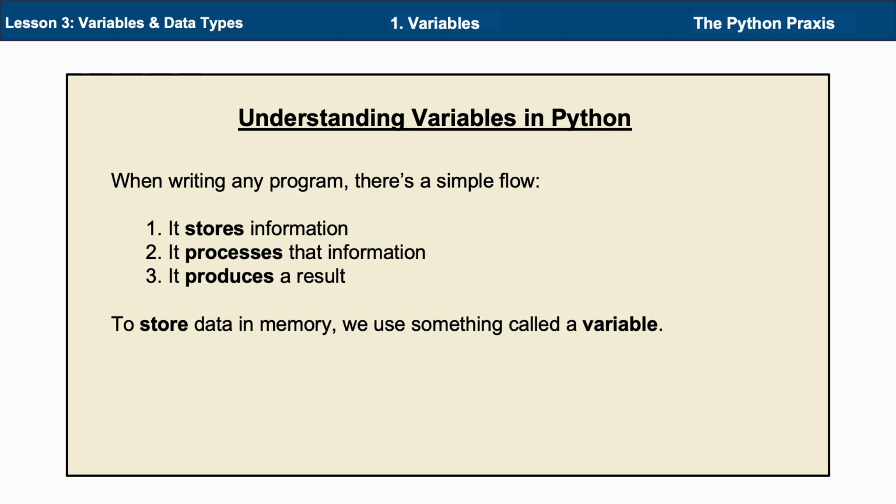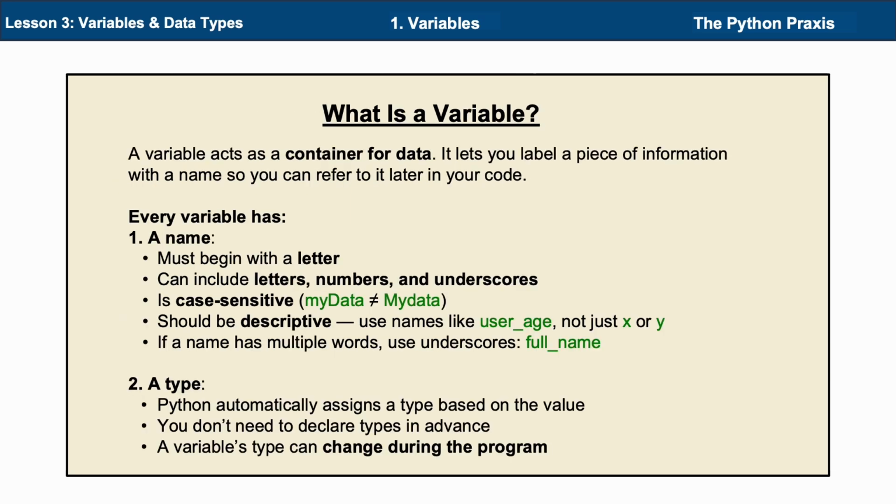Every program you've ever seen has three simple parts. It stores information, processes it, and produces results. To store information, we use variables. Think of a variable like a labeled container. You put data into it, label it clearly, and then easily retrieve it whenever you need it again.